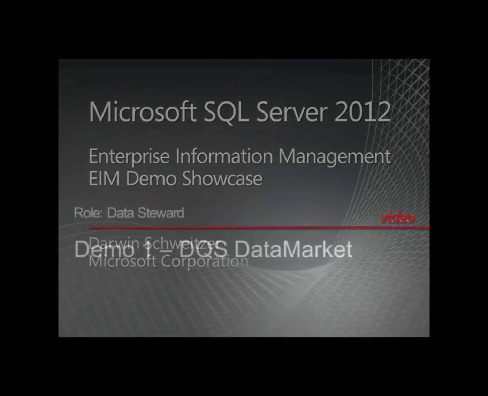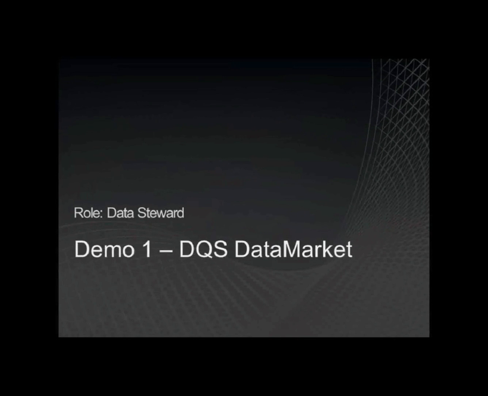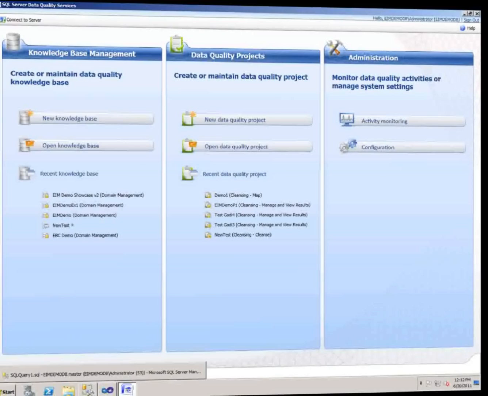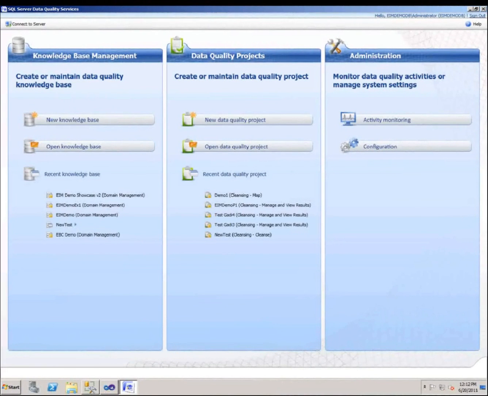In Demo 1, we'd like to focus on the data steward and look at the Data Quality Services client. So here's the Data Quality Services client. It is split into three main areas. You have the knowledge management section over here on the far left. Data quality projects: you actually create data quality projects that leverage knowledge bases in the center. And then you have the administration section, which focuses on activity monitoring and configuration of the system.